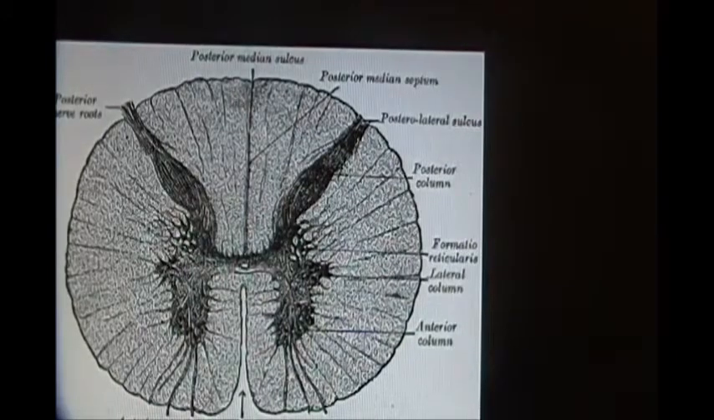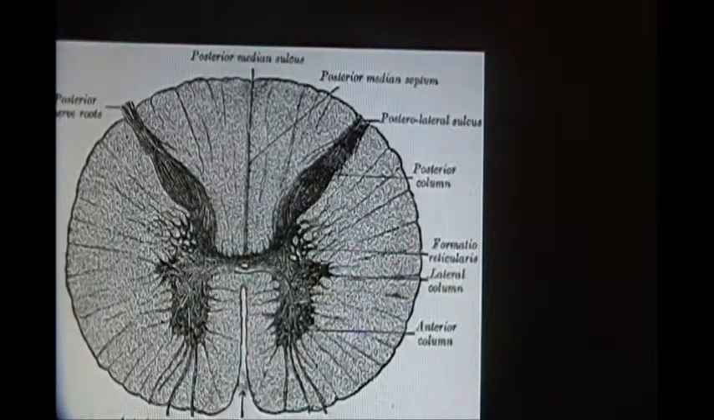This is a section of the spinal cord with the butterfly H-shaped gray matter, which is unmyelinated, and the white matter surrounding that. This is the anterior horn, posterior, anterior for the motor, posterior for the sensory nerve, and this is the lateral horn, which is present in the thoracic and lumbar region, and this has got the preganglionic fibers for the autonomic nervous system or sympathetic nervous system.